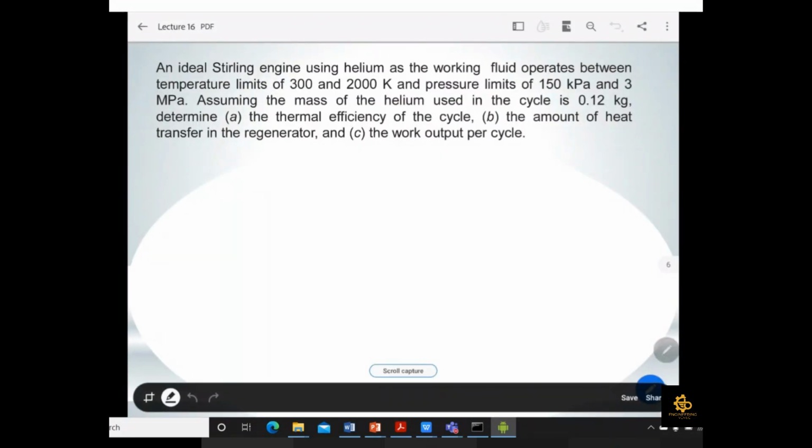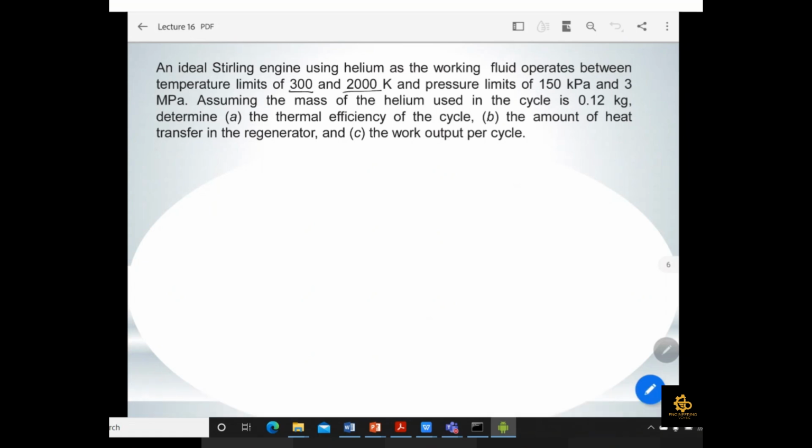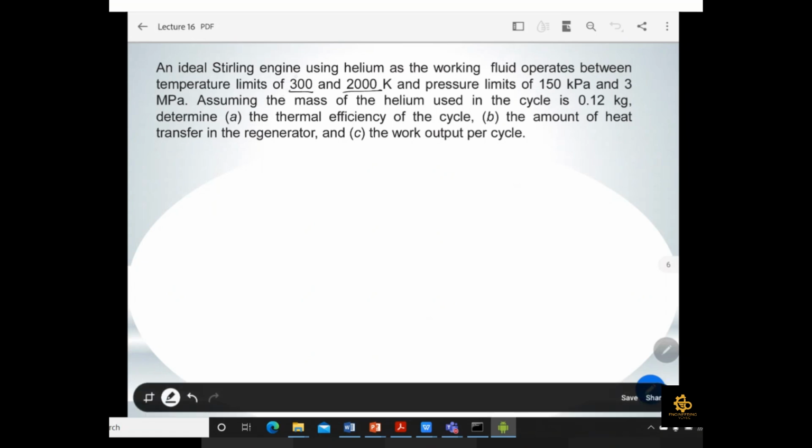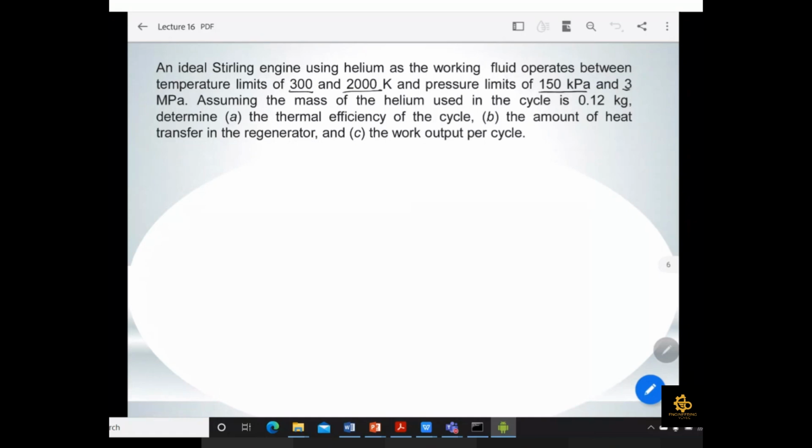So here is another question. It mentions an ideal Stirling engine using helium as a working fluid. We have to extract some parameters for the helium, which are Cp, Cv or the value of k, and the gas constant R, which is also extracted from table A for helium. The temperature limits are 300 and 2000 Kelvin, so TL is 300 and TH is 2000 Kelvin, and the pressure limits are 150 kilopascal and 3 megapascal.